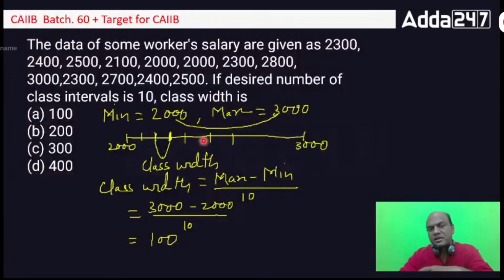Now next, solve this. The data of some workers' salaries are given as 2300, 2400, 2500, and so on. You can read this. If the desired number of class intervals is 10, find the class width. So now what is the question? Look at the question first.